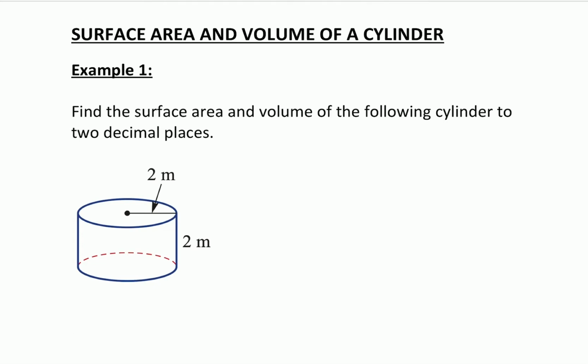All right, so this question asks us to find the surface area and volume of the following cylinder to 2 decimal places. So there's 2 things we need to do. The first one is find the surface area.